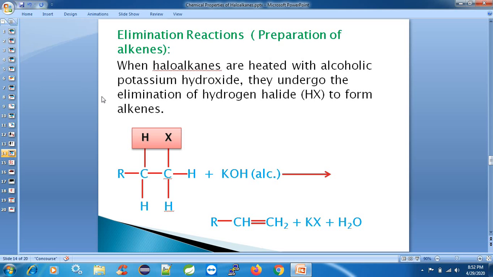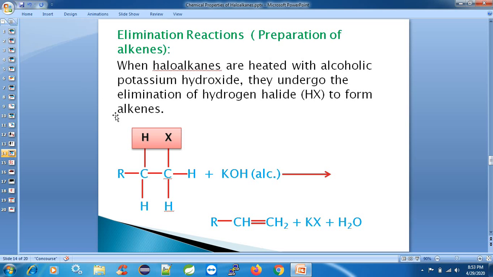Such reactions involve the removal of a hydrogen atom and a halogen atom from haloalkanes. For that reason, these reactions are also called dehydrohalogenation reactions, as they involve removal of hydrogen and halogen atoms.